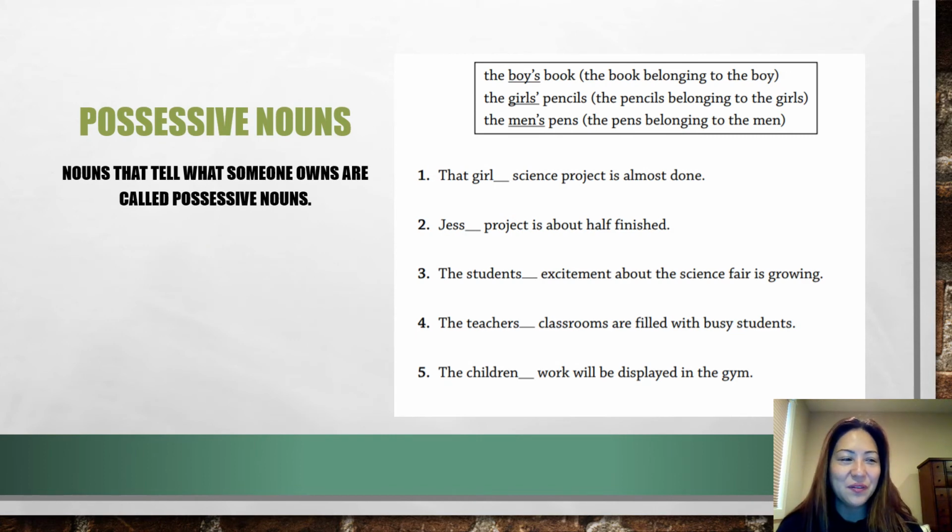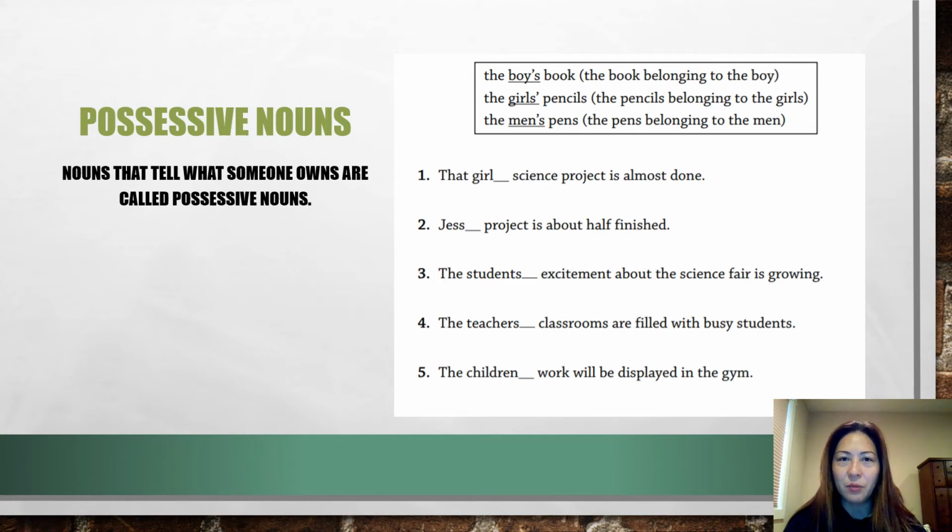Okay, so now we are moving on to possessive nouns. These are nouns that show ownership, or show that someone owns something. And that's where we have to know the difference between a singular noun and a plural noun. So that's why the last lesson that we just did builds onto this one. So we know a singular noun is just one. A plural is more than one.